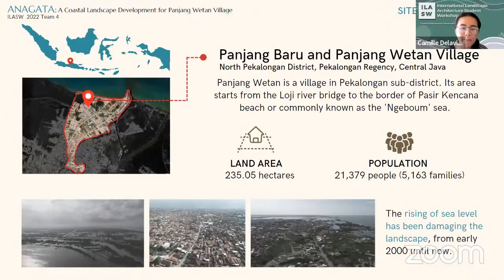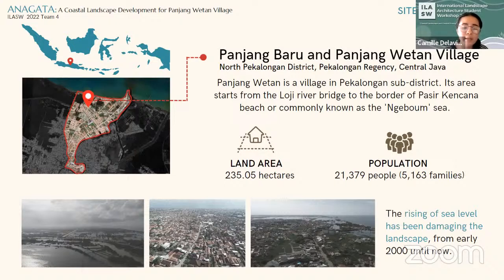The Panjang Baru and Panjang Wetan villages are located in the North Pekalongan district, Pekalongan Regency, Central Java. Panjang Wetan is the name of a village in Pekalongan subdistrict with an area of 235 hectares and a population of 21,379 people, or approximately 5,163 families. The Panjang Wetan area starts from the Loji River Bridge to the border of Pasir Kencana Beach, or commonly known as the Nyebom Sea. Pekalongan City is a lowland area with an altitude of 0 to 2 meters above sea level, and the land surface is relatively flat with a slope of between 0 to 8%.